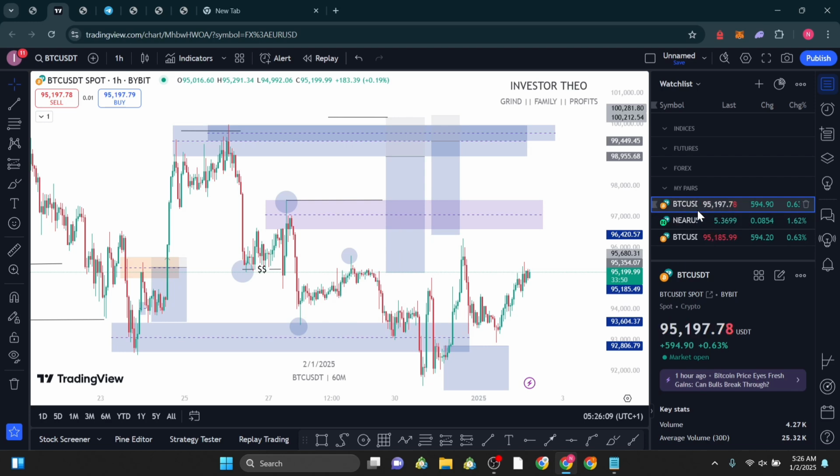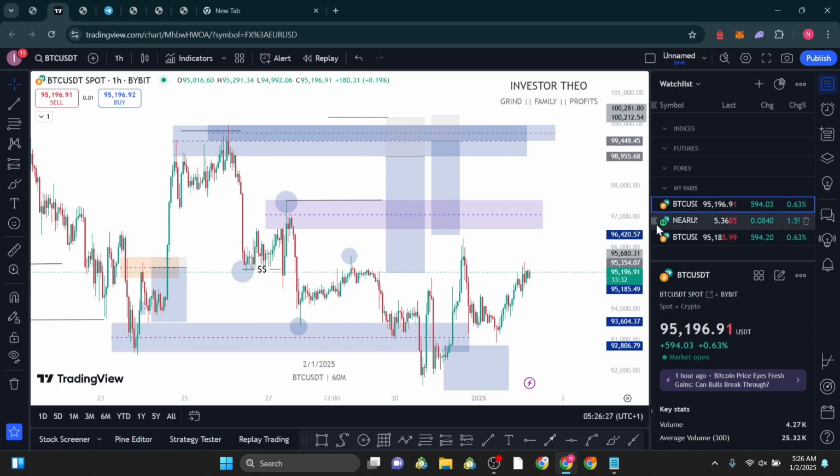I'm looking for a setup there, but my pair is mainly BTC. If you've been following my content, you know that I also trade forex, some metals, but mainly BTC. That's the main pair I trade. So we're looking for the market to give us entry positions here.